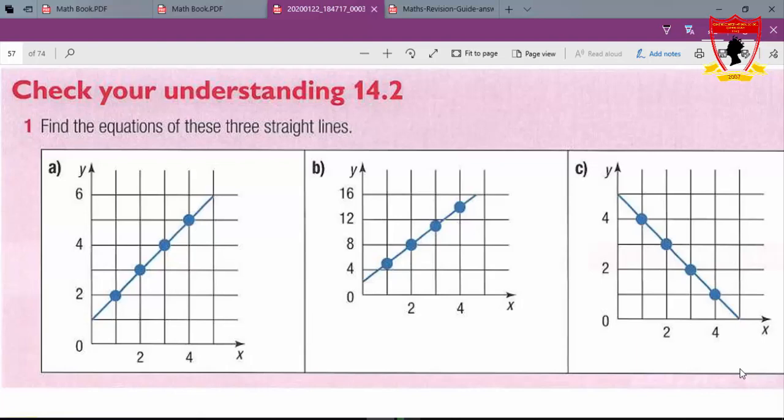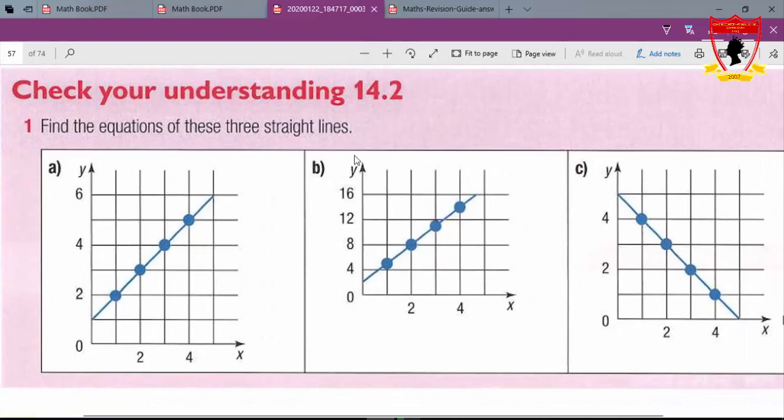This is revised for Checkpoint Book, Unit 14.2. This unit is about equations of straight line or linear equations. In question 1, we have some graphs and we need to find the equations. So finding the equation of a linear graph is very important.